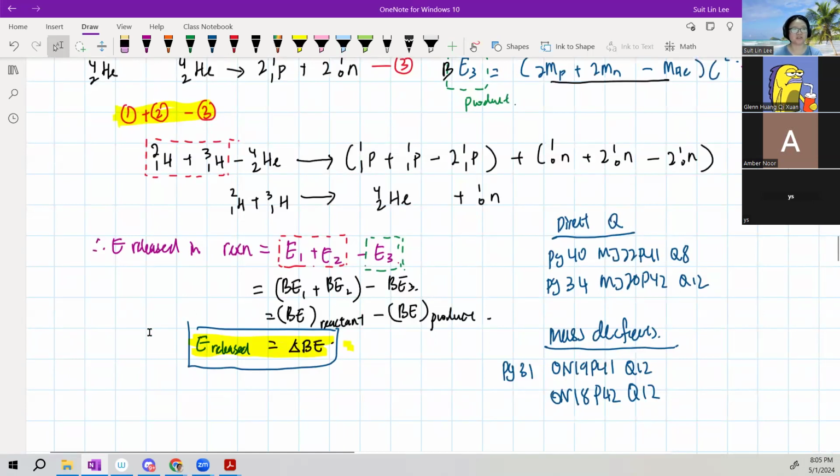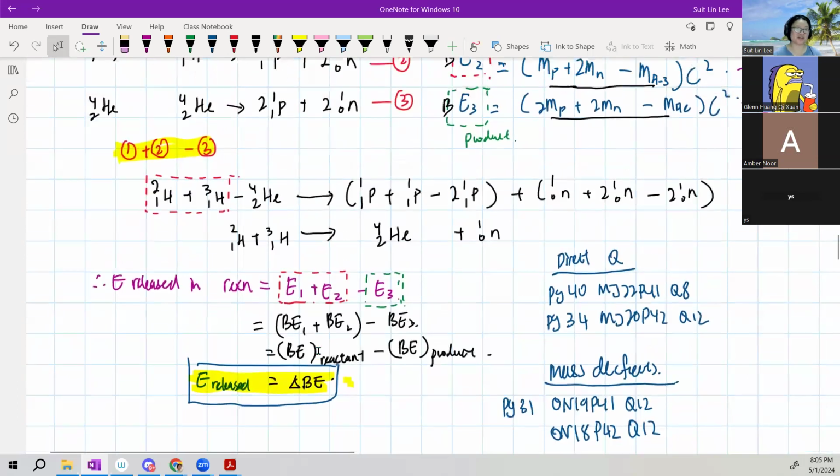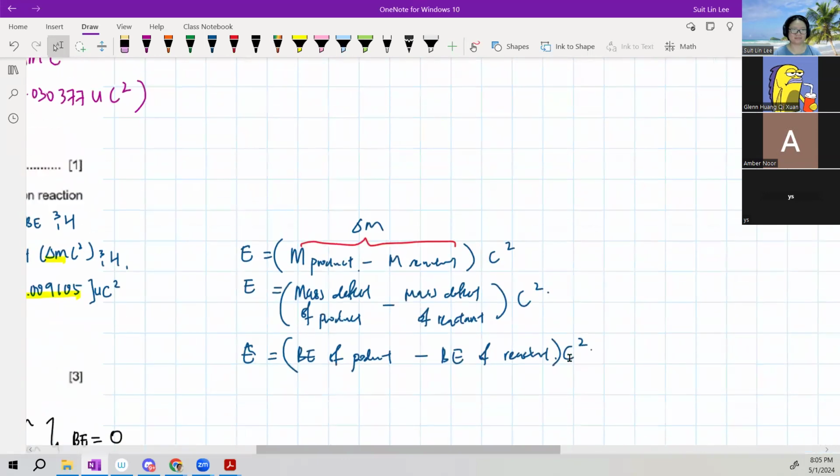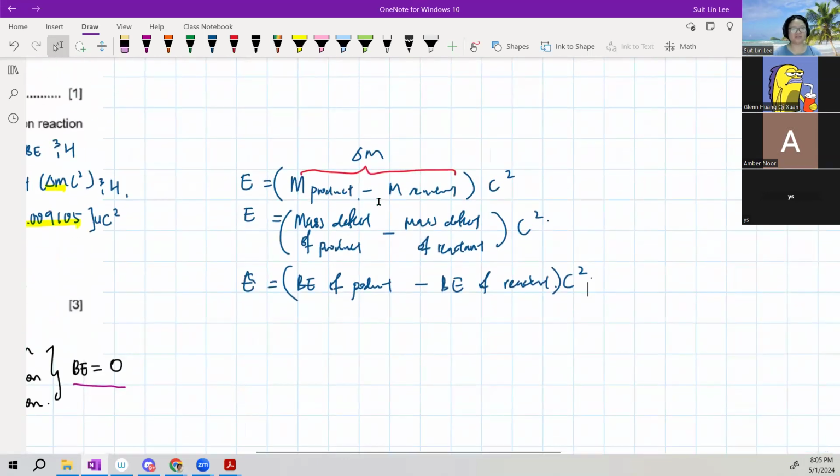But the whole point here is you have to understand that at the end of the day, the binding energy is one way to find the energy release. You find the difference in binding energy. Another way is to find the difference in mass defect. And the other way is to just find the difference in mass. All three will work. Difference in mass defect, difference in binding energy. Hey, this one only needs c squared, sorry. All three will work, depending on the data that is given to you.